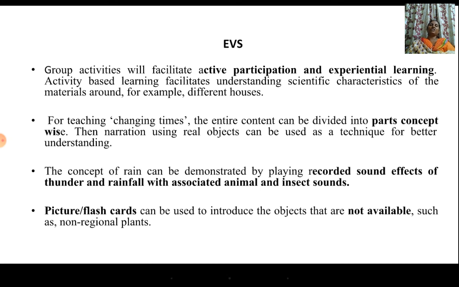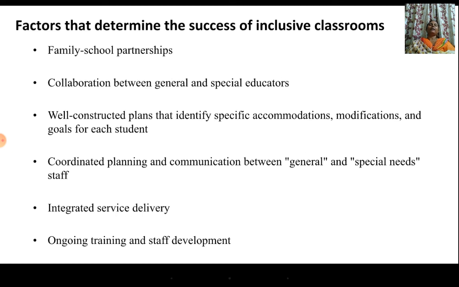Then pictures and flashcards can be used to introduce the objects that are not available, like, for example, non-regional plants or animals. Then factors which determine the success of an inclusive classroom include family-school partnership. Very important, is it not? What is happening in the school? Family members have to know and understand why we are doing that. Only if they reinforce that in the home, then holistic development of a child with intellectual disability will happen.